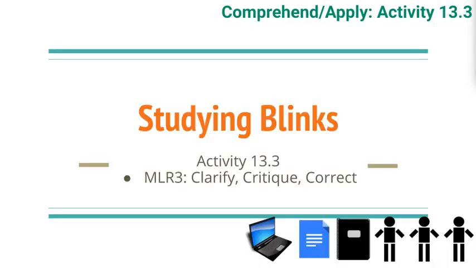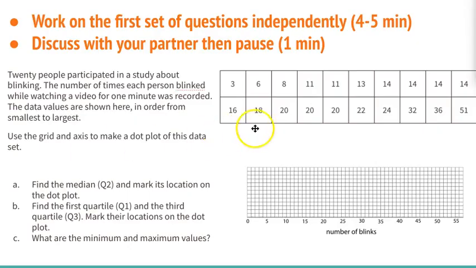All right, let's do a little bit about studying blinks. So here we have several recorded blinks for 20 people. What's the median? Well, if you went through and counted, you would have seen that the median is going to be somewhere between 16 and 14 because this is an even amount of numbers. You add those two together, you get 30. Divided by 2, you get 15. So 15 is our median.